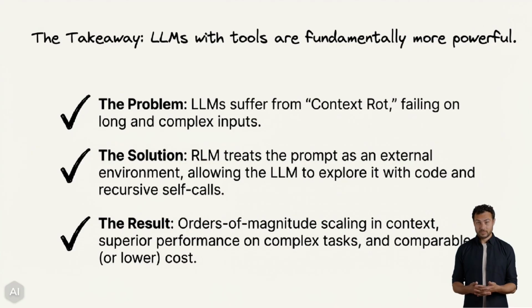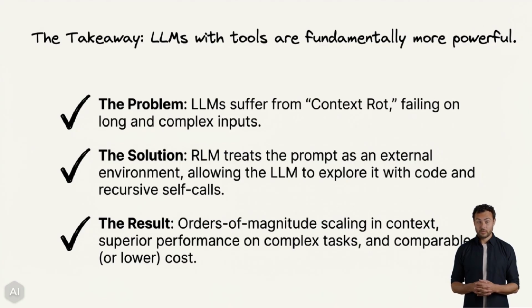The big takeaway here is simple. LLMs become fundamentally more powerful when you give them tools. On their own, models can suffer from what we call context rot, where performance drops as inputs get longer and more complex. The solution is to shift how we use the model. With RLM, the prompt is treated like an external environment the model can explore, using code, intermediate steps, and even recursive self-calls to navigate large or messy information. And the result is compelling. Orders of magnitude improvements in effective context handling, stronger performance on complex tasks, and costs that are comparable, sometimes even lower, than traditional approaches.